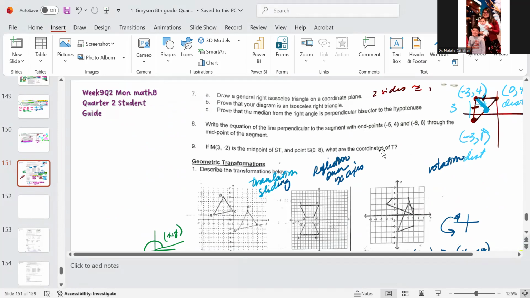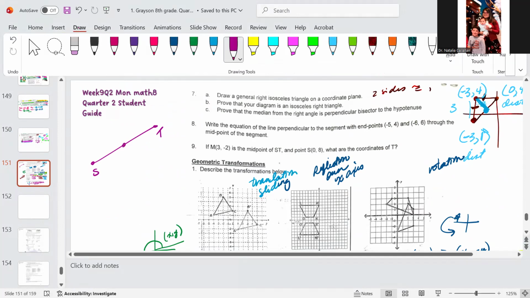Okay, so if M 3, -2 is the midpoint of ST. So here is ST. M is the midpoint, right? Which means this side is equal to that side, right? So you know that SM equals MT, correct? Yeah. M is the midpoint of ST and point S is 0, 8, correct? Yeah. What is the coordinate of T? So you're trying to figure out what this one is, okay? XY, correct? Yeah. So this is the one that was kind of hard to do.